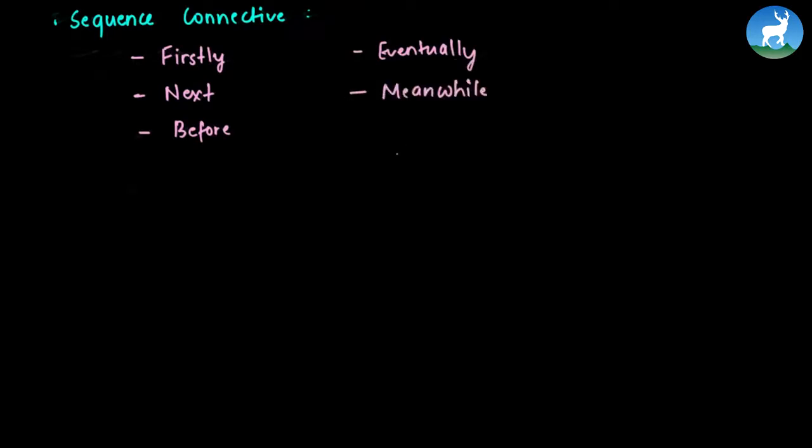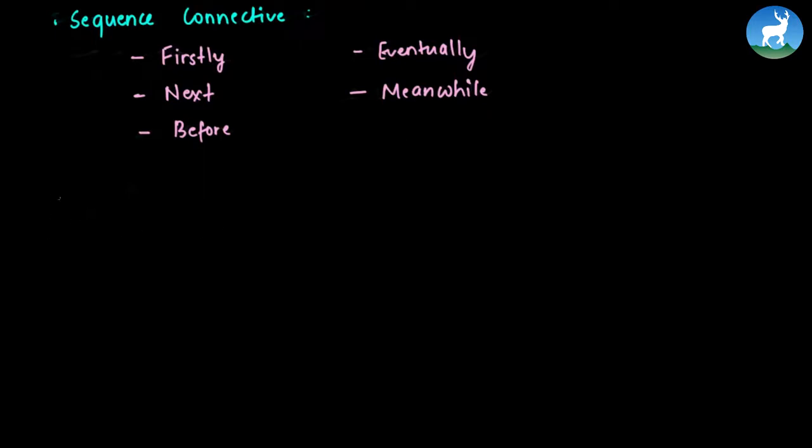Next type is the sequence connective. Sequence, as the name suggests, we can guess it. It helps in a logical flow or logical sequence of any sentence. We can actually have more, but I'll list a few of them for you. We can say firstly, lastly, next, before, eventually, meanwhile. We can also say first, second, third, and make sentences.